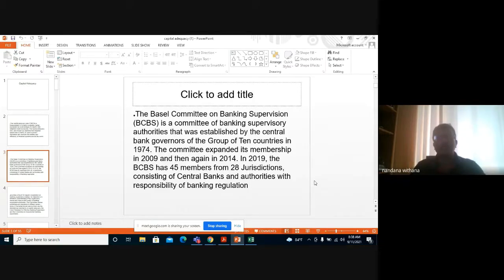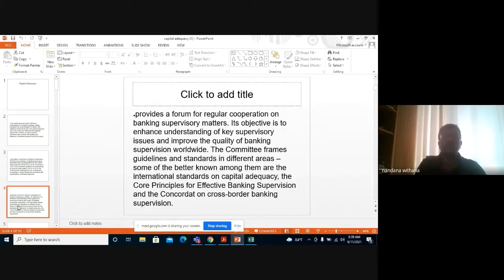The committee expands its membership 2009 and 2014. Right now, this is the banking committee. It provides a forum for regular cooperation on banking supervisory matters. Okay, read it. Its objective is to enhance the understanding of key supervisory issues and improve the quality of banking supervision worldwide. The committee frames guidelines and standards in different areas. Some of the better known among them are international standard for capital adequacy. That's our topic today. The core principles of effective banking supervision and the concordat on cross-border banking supervision.